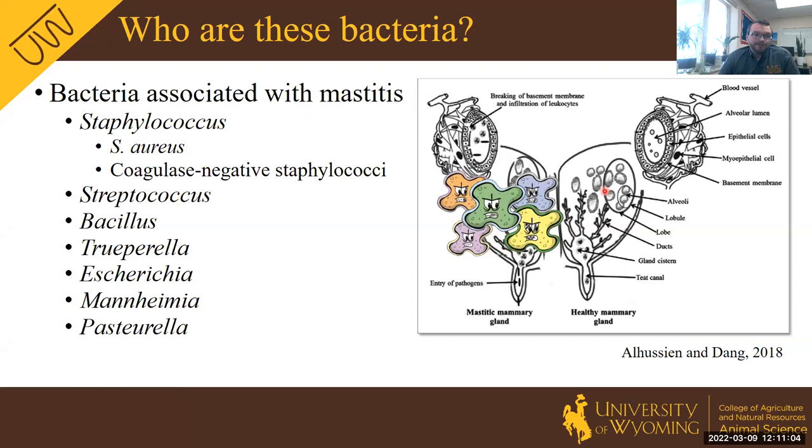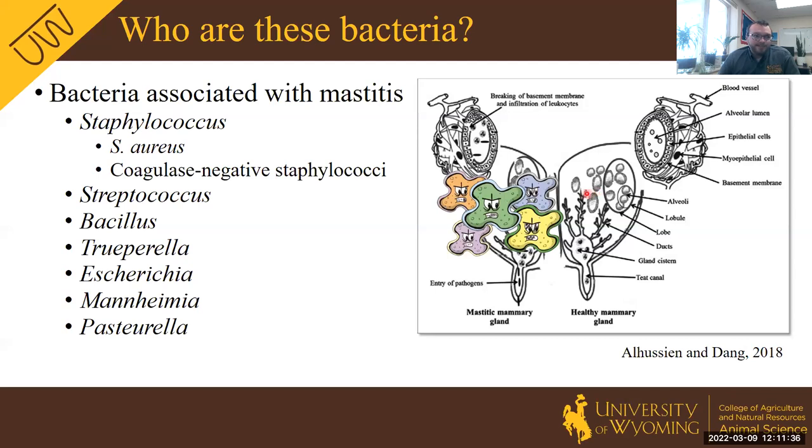We have Staphylococcus, both Staphylococcus aureus and coagulase negative staphylococci, which are basically all staphylococci other than Staph aureus. And then we also have Streptococcus. Together, these Staphylococcus and Streptococcus bacteria are the predominating bacteria that cause mastitis. We especially observe a high prevalence in dairy systems with these. So these are considered to be the major pathogens associated with mastitis.